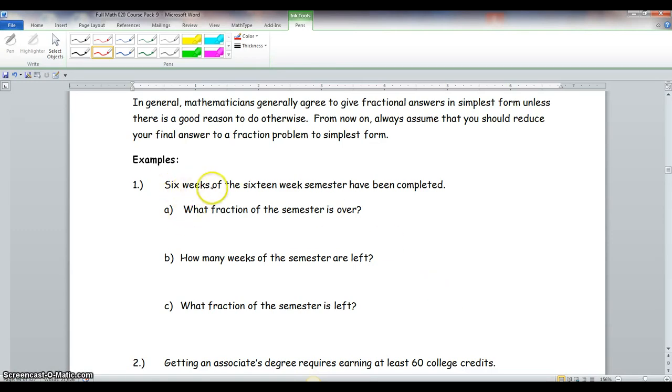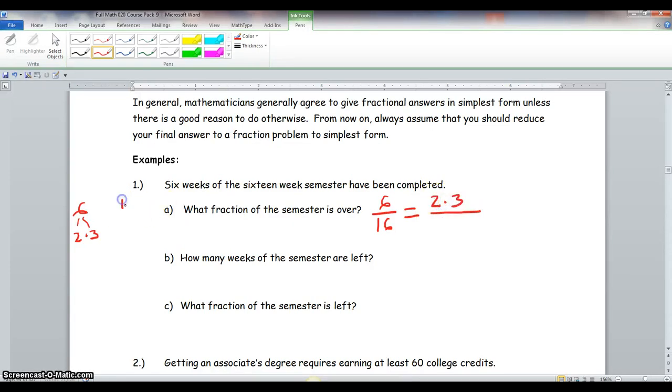Now, it says 6 weeks of the 16-week semester have been completed. What fraction of the semester is over? So what we would do is our complete semester is 16 weeks. What's over right now is 6 weeks. So we add 6 over 16. Now we can go off to the side here, do the prime factorization of 6, which is 2 and 3.